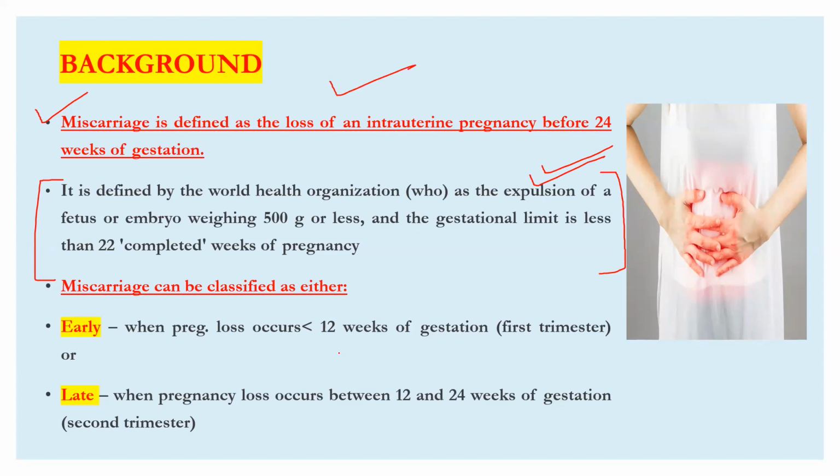Then miscarriages can be classified into two: early miscarriages and late miscarriages. Early is when pregnancy loss occurs at less than 12 weeks of gestation, which is the first trimester. Although, if we count the days, we would count it as 13 weeks to be precise. So less than 12 weeks of gestation is the early miscarriage, and late miscarriage is when pregnancy loss occurs between 12 and 24 weeks of gestation, which is the second trimester. Basically, we classify miscarriage into early or late miscarriage.